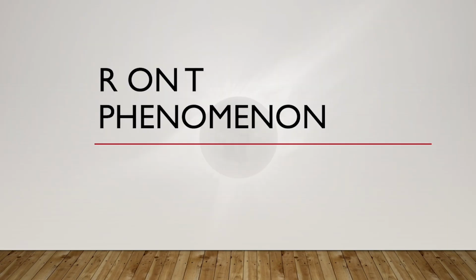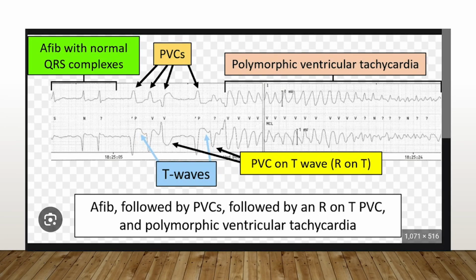So now we'll be going over the R on T phenomenon. So the R on T phenomenon is basically your patient starts to throw out PVCs, but the heart is still working, and all PVCs are is the ventricular contraction. And then as the heart is resetting through the T wave, a PVC can occur.